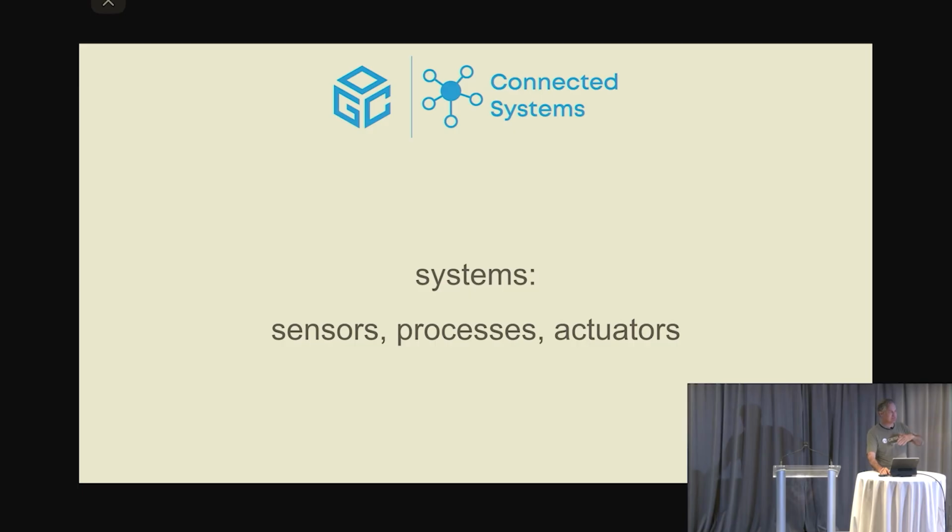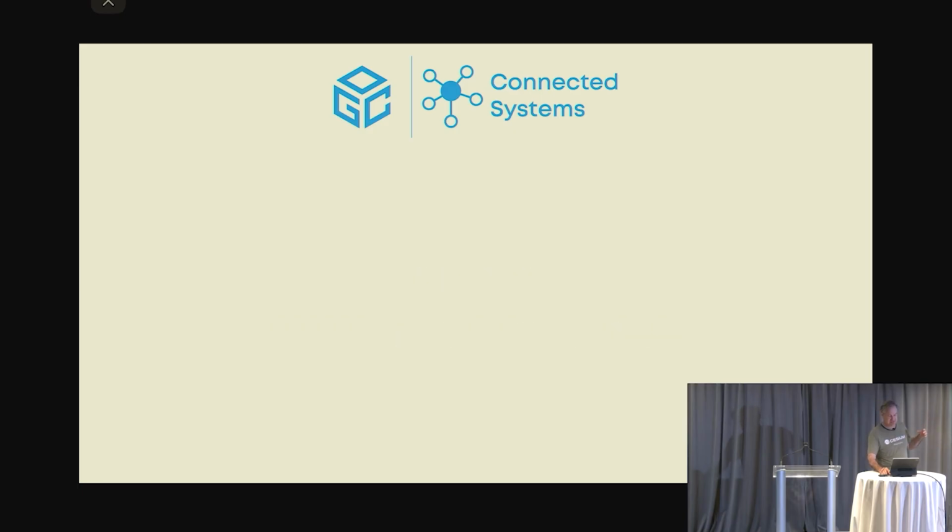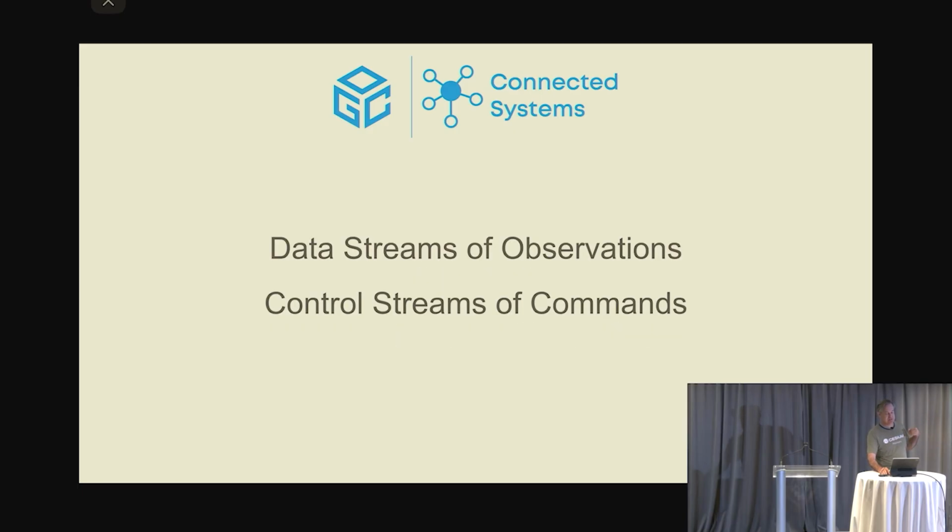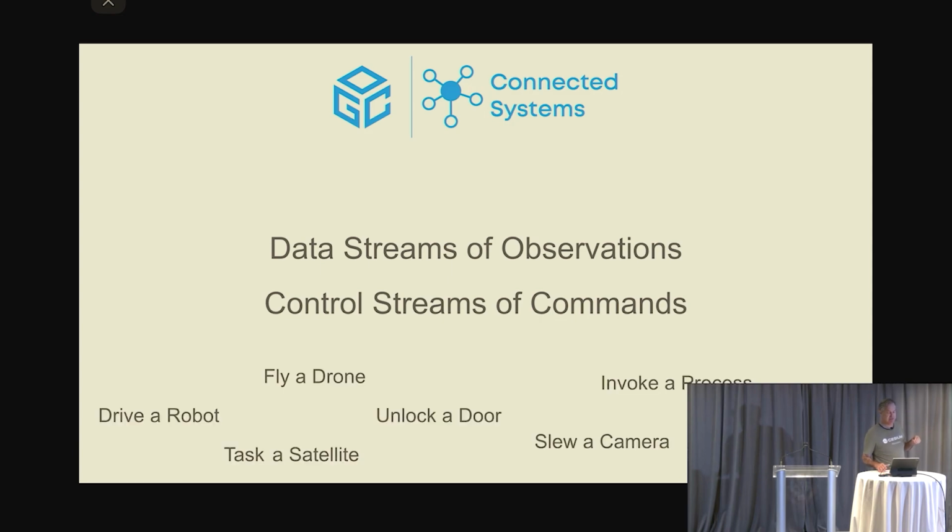But these systems, the world is filled with systems. All of these systems provide data streams of observations. Again, I said that language is going to come out. But it also enables control streams of commands. What do you mean by that, Chris? I mean, through this, you can drive a robot, task a satellite, fly a drone, unlock a door, slew a camera, invoke a process, deploy an effect.